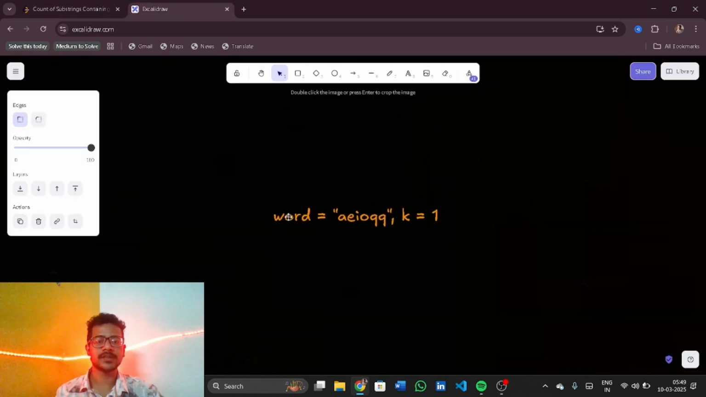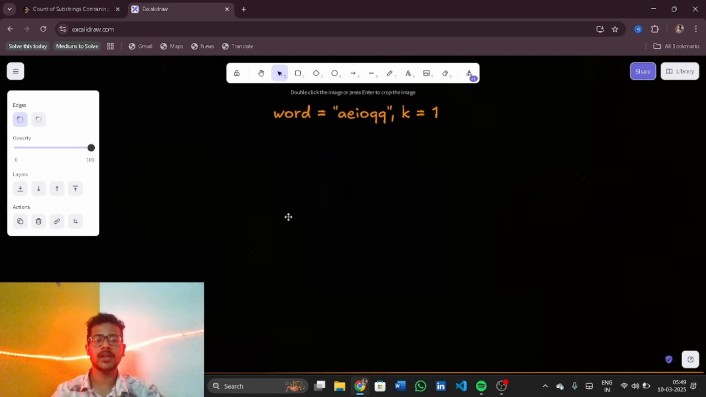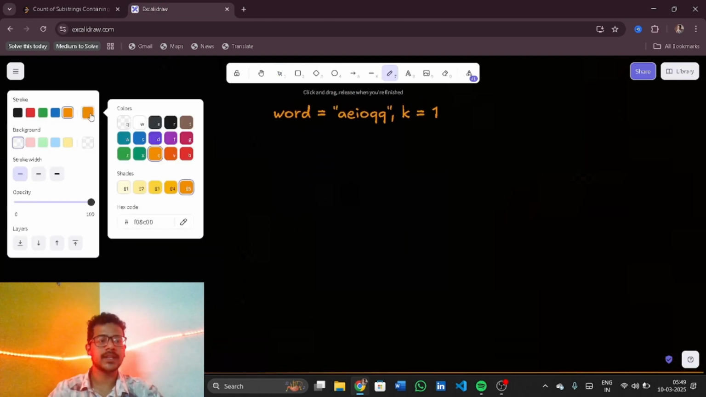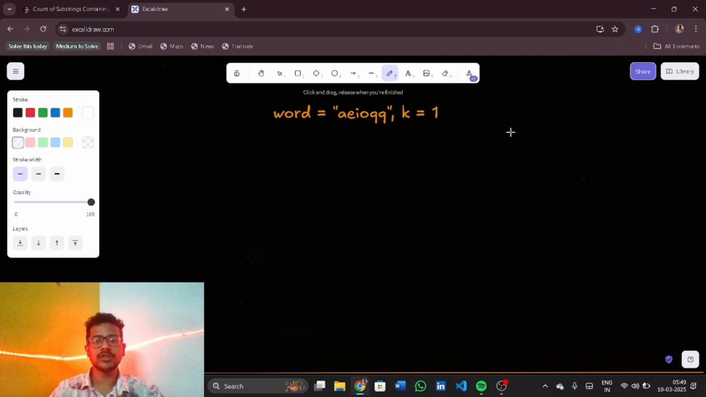Now let us look at this example where we are given with A, E, I, O, Q, Q and k is 1. That means the substrings should contain every vowel and also exactly k number of consonants. Now, let us find out what are the substrings which are having every vowel and k consonants. Remember, k is 1. A, E, I, O, but U is not present in the entire string. So we can simply return 0 here.